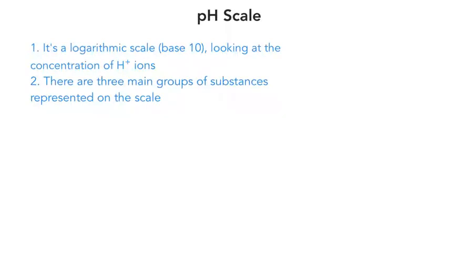So the first thing that's important to know is that the pH scale is actually a logarithmic scale, and it's looking at the concentration of hydrogen ions. So any pH on the scale is actually represented as the negative log base 10 of your hydrogen ion concentration.